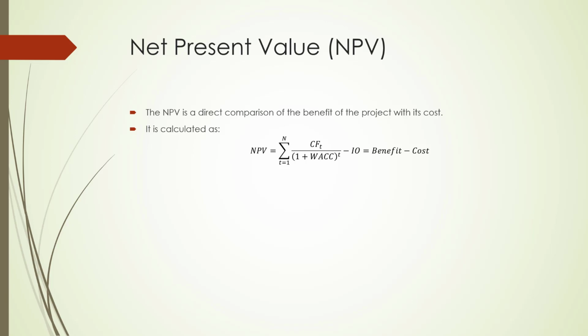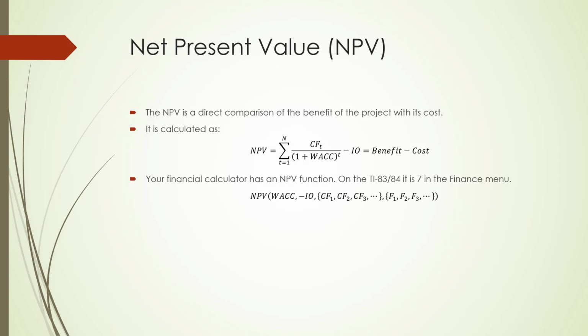We'll talk about that more in Chapter 13, how to calculate the annual after-tax cash flows and the cost of the investment. But that first term measures the benefit, and the second term is the cost. So NPV is a direct comparison of the benefit to the cost. Note that your financial calculator, as we'll see in just a second, has an NPV function built into it. And I'm showing here for the TI 83 and 84 because that's what most people have. So if you press the Apps button and then number 7, in the Finance menu, that will bring up the NPV function. The NPV function takes a few arguments.